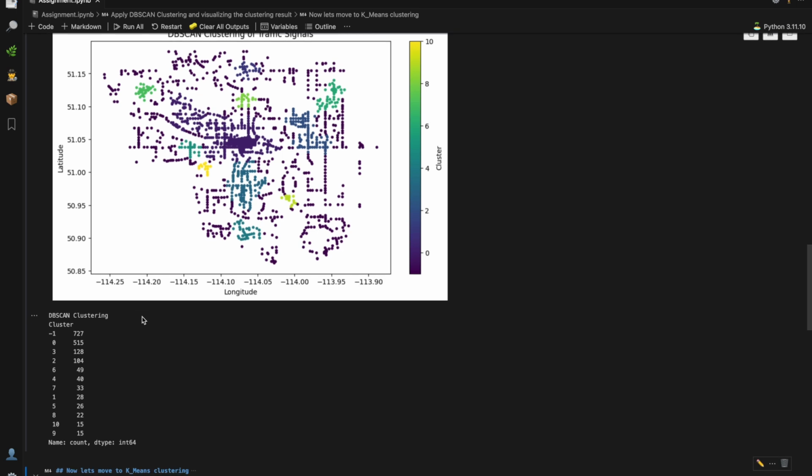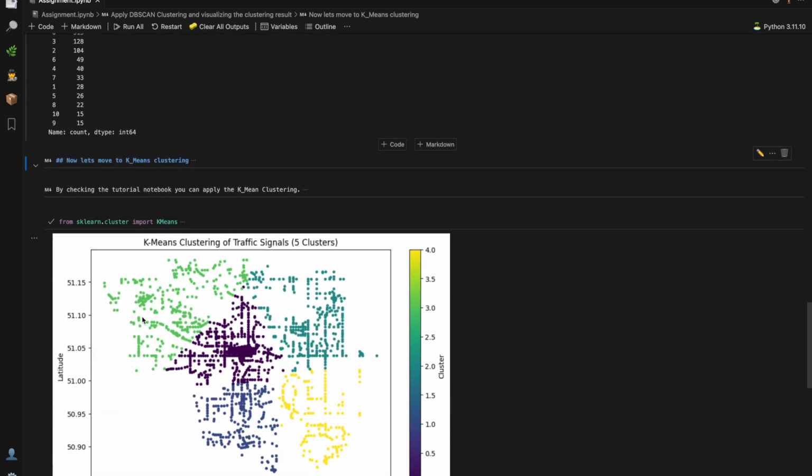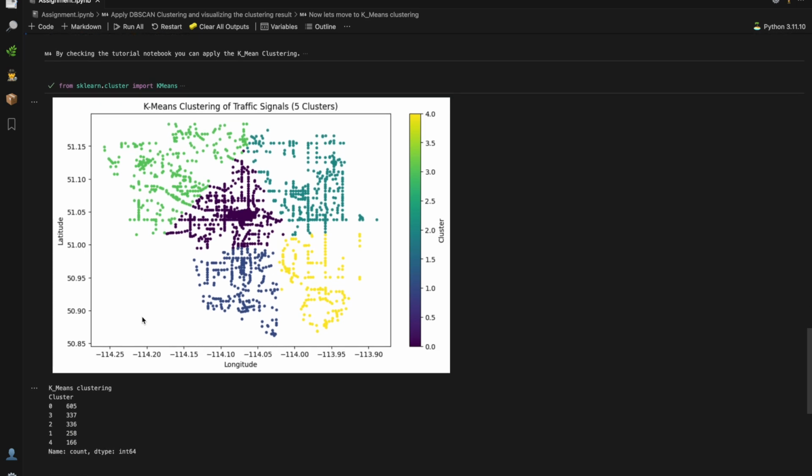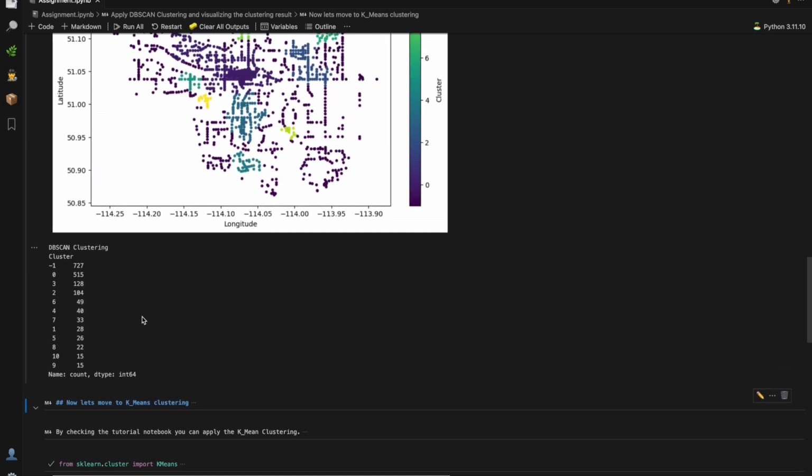Conclusion. In conclusion, both DBSCAN and K-means provide valuable insights into the spatial distribution of traffic signals, each with unique advantages depending on the dataset characteristics.